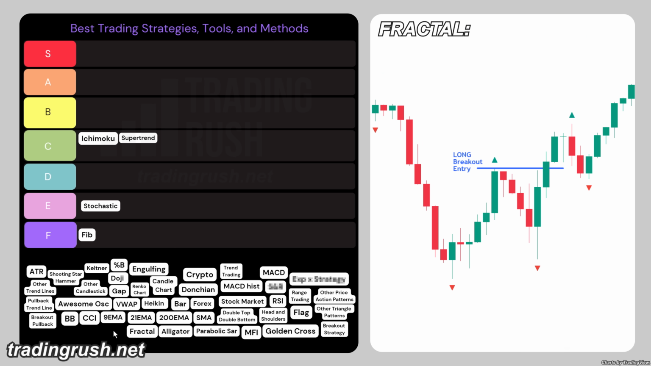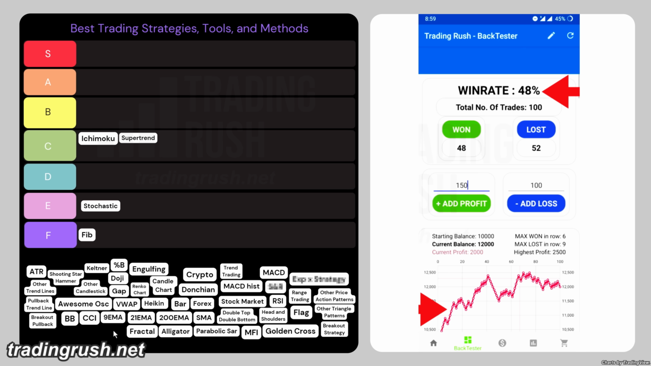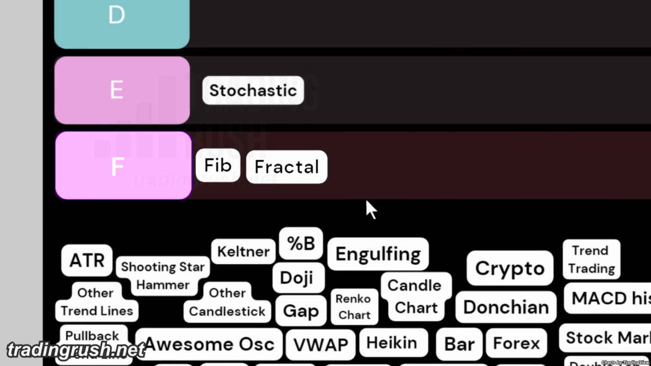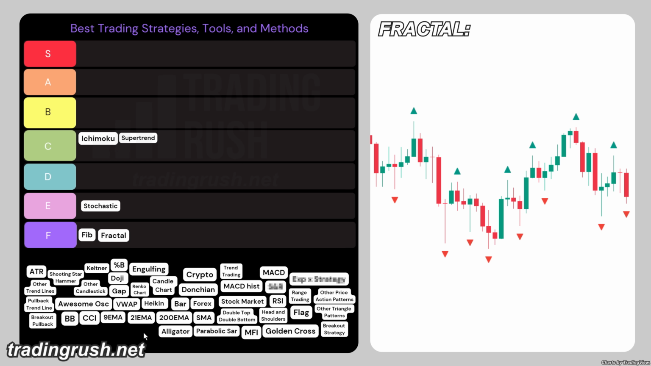On the other hand, when we take long trades after the price breaks above the fractal candle like this, the strategy gets a better win rate. But overall, it still sucks. I would put it in the F tier. There are better indicators than this.